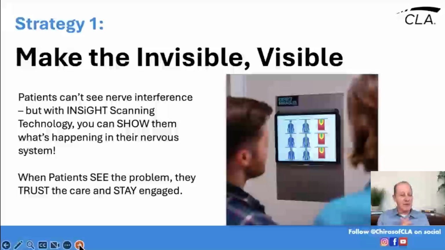Strategy number one of the first of the big three strategies. It's really simple, but it's really important that I get this point across. It's make the invisible visible. Well, what do we mean by that? Well, if I was to hold up my three fingers like this, and we put them sideways, and we started to see that these three fingers represented the layers of the spine and the nervous system that we palpate with our hands, that we look and see for joint motion, and that we wonder what's going on down below.